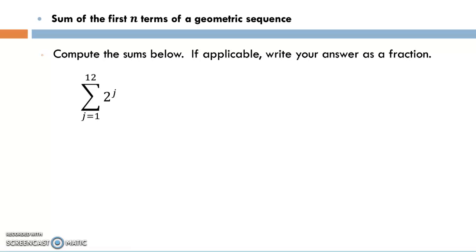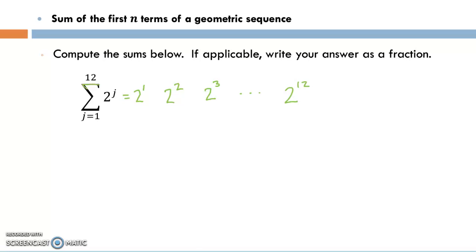But what this means is I'm going to start my j at 1, and then I'm going to increase it by 1 until I get to 12. So I have 2 to the j, or 2 to the 1, and then I'm going to increase that j and go 2 squared. Then I'm going to increase that and go 2 cubed, and then I'm going to keep going until I get to 2 to the 12th power.